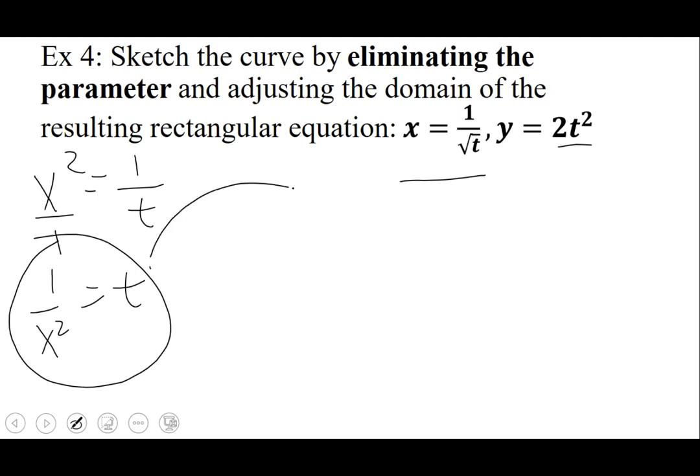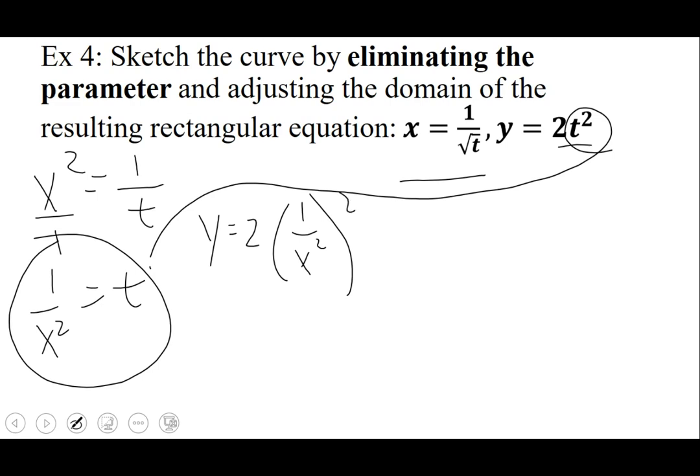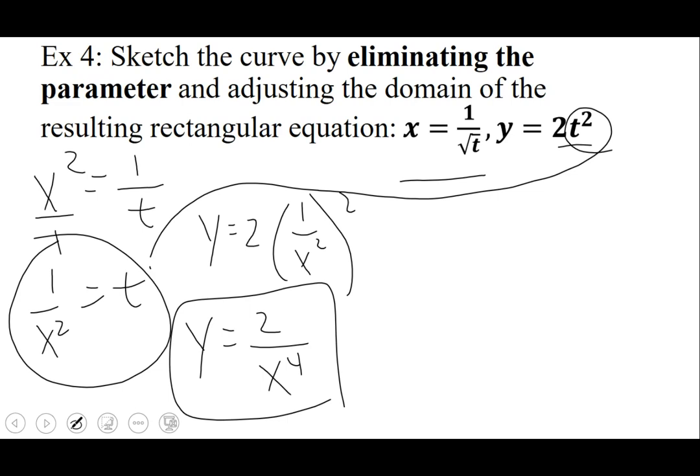You're then going to take this and plug it in, substitute it into the second equation. So y equals 2 times 1 over x squared, squared. And if you go ahead and square and simplify, that would, of course, give you 2 over x to the 4th. So again, hopefully you remember a little bit about what 2 over x to the 4th means.